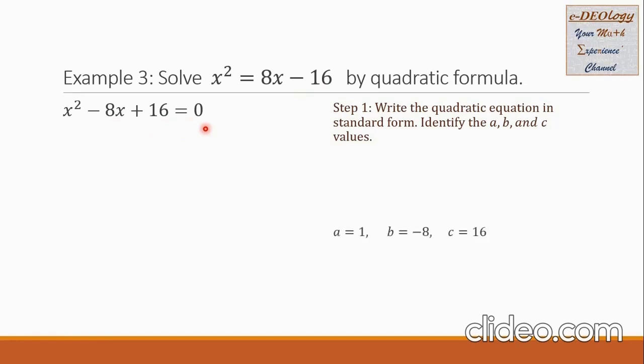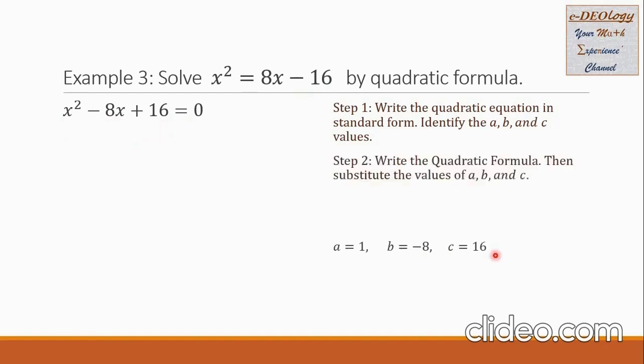Then let us identify the a, b, and c values. A is the coefficient of x squared. It is equal to 1. B is the coefficient of x, and that is negative 8. And the c, the constant, positive 16. Then we will write the quadratic formula and substitute the values of a, b, and c.